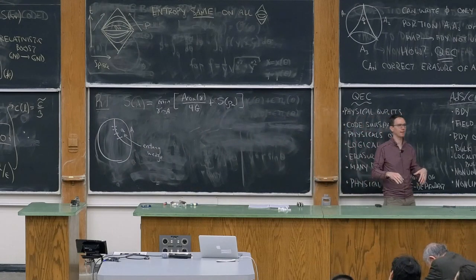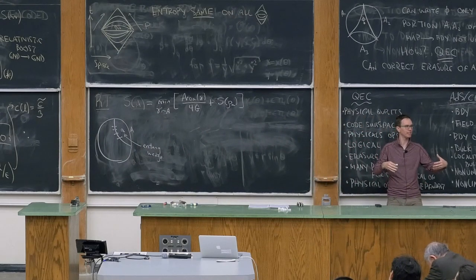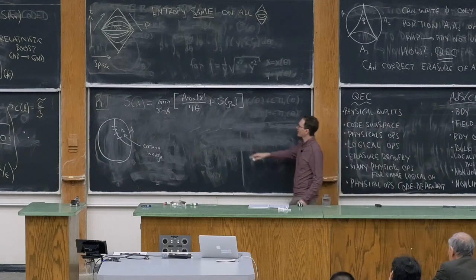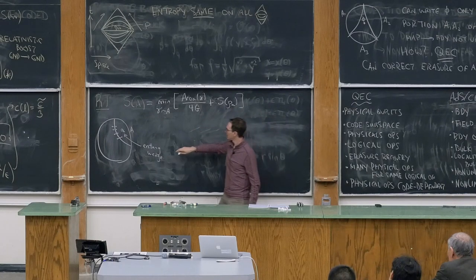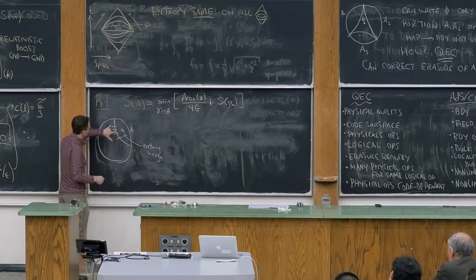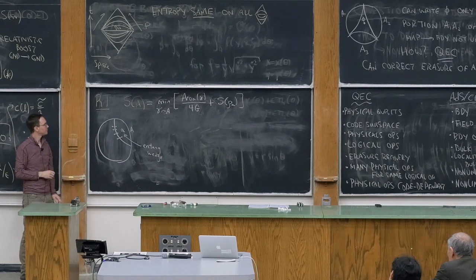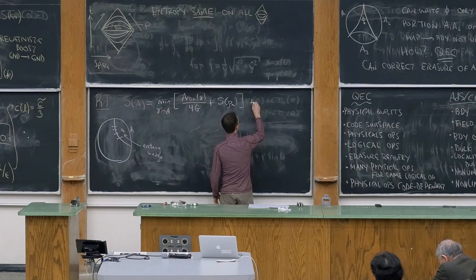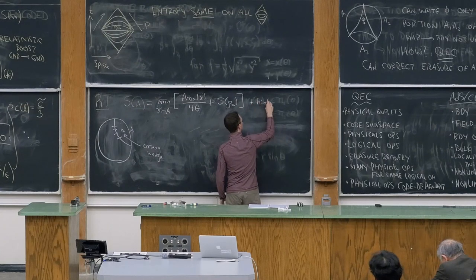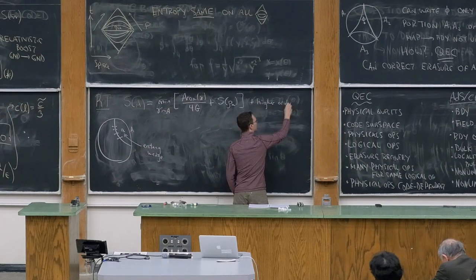The first one you should think of as the entropy that describes the geometry, right? It's like a black hole has an entropy. That just reflects its geometry. And then there's also some entropy that reflects the entanglement of the degrees of freedom living in the geometry. And so this is still not exact. This is plus some higher order stuff, but it's a better approximation.